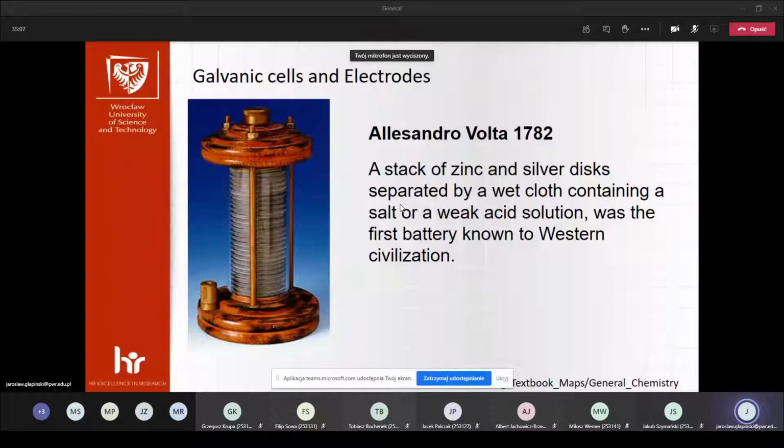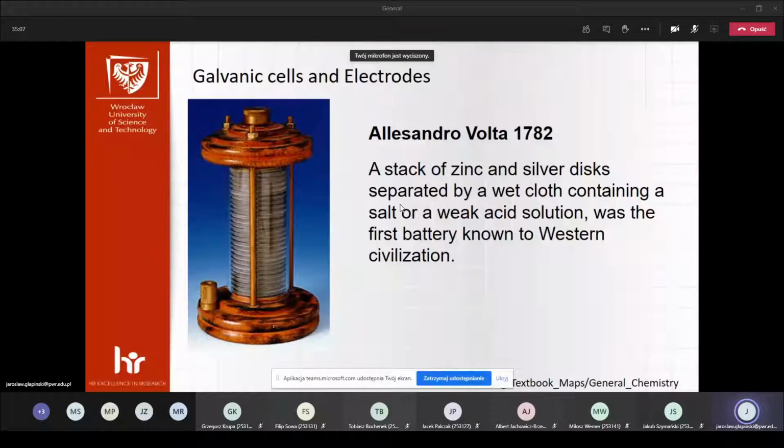Okay, so as you can see, this is a similar situation as it was 2000 years ago. We use silver and some substances, in this case, zinc.